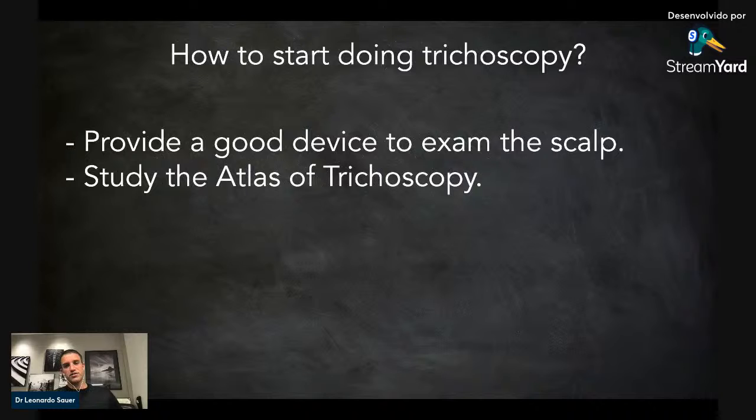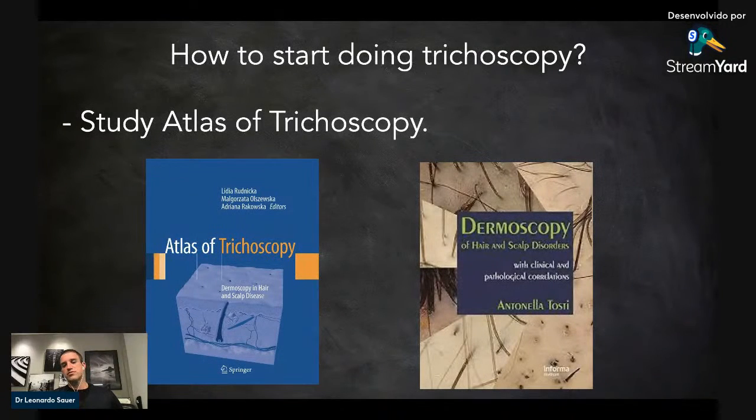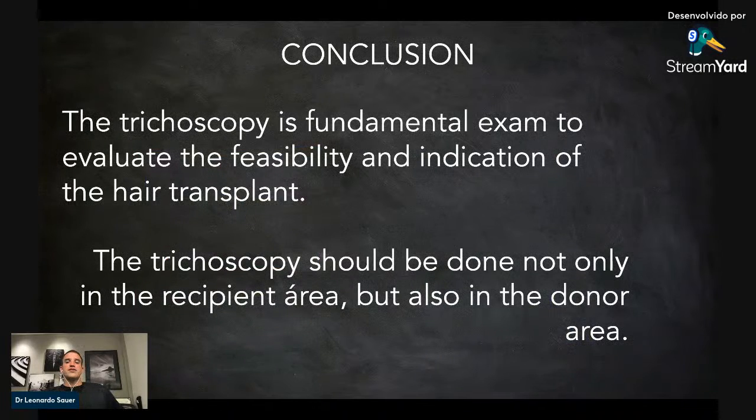So we should start doing trichoscopy, providing a good device to examine the hair-bearing areas, and we should also study the atlas of trichoscopy to identify the normal findings and the pathological findings of trichoscopy. Trichoscopy is a fundamental exam to evaluate the feasibility and indication of hair transplant, and it should be done not only in the recipient area but also in the donor area.